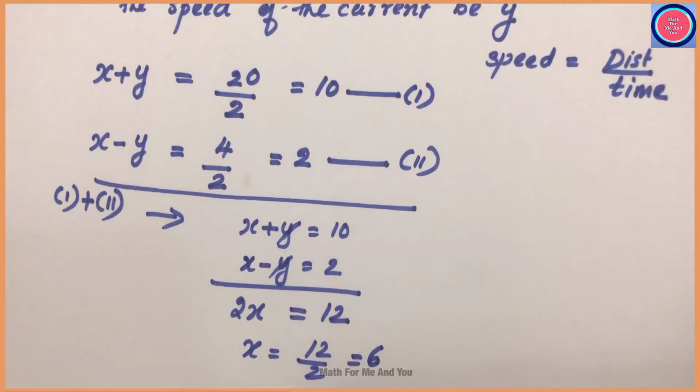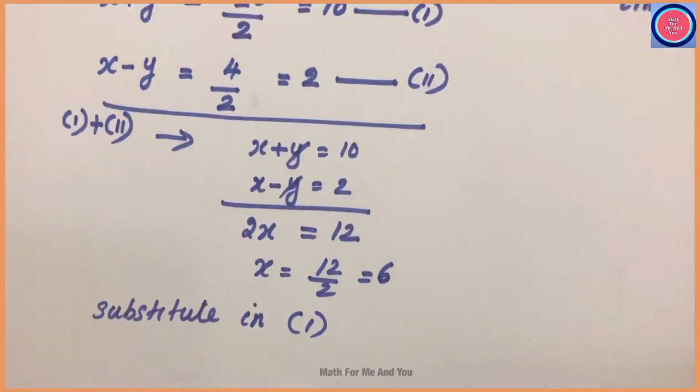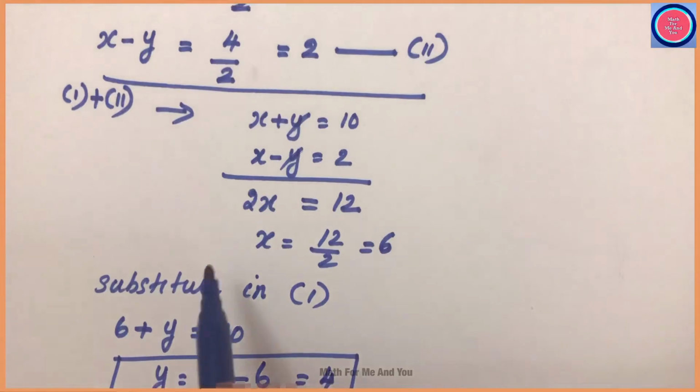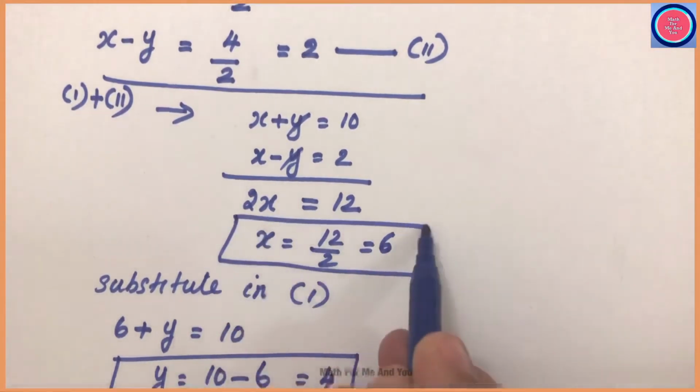Now we need to find what is y. How can we find? Substitute this value in any of the equations. I am substituting in equation number 1. What is equation number 1? x plus y is equal to 10. So we write 6 plus y equals 10. What about y? y is equal to 10 minus 6, that is 4. That means the speed of the current is 4 kilometers and speed in still water is 6 kilometers per hour.